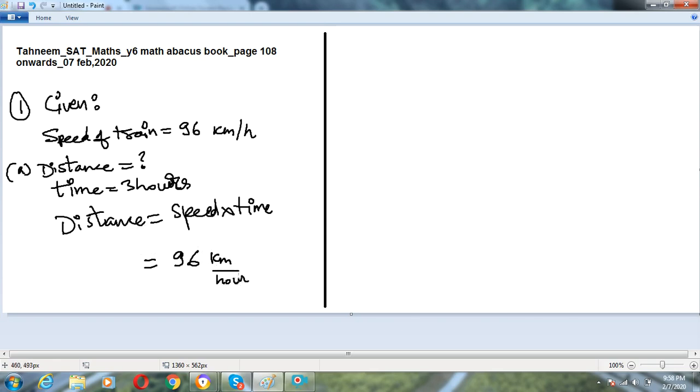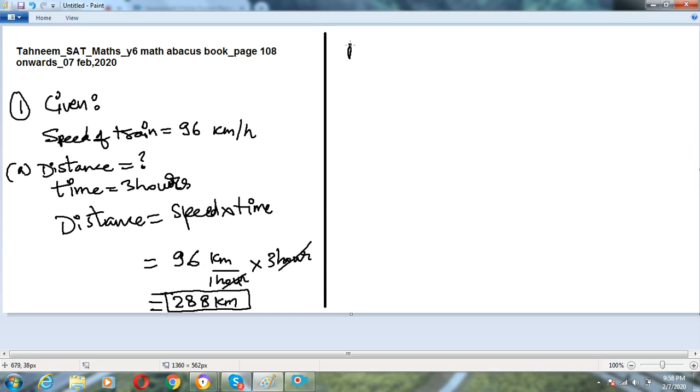96 kilometer per hour into 3 hour. So the units get cancelled, and 96 into 3. 3 6 are 18, 1 carry. 3 9 are 27, 28. 288 kilometers. Understood? So the distance traveled in 3 hours is this much.